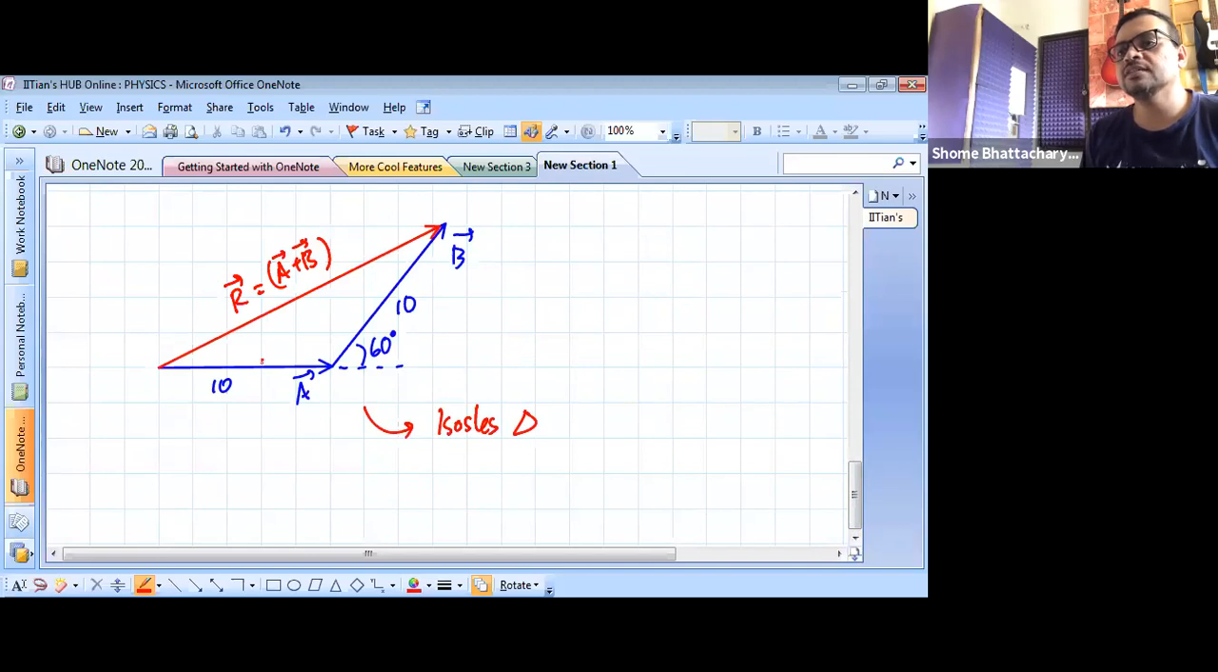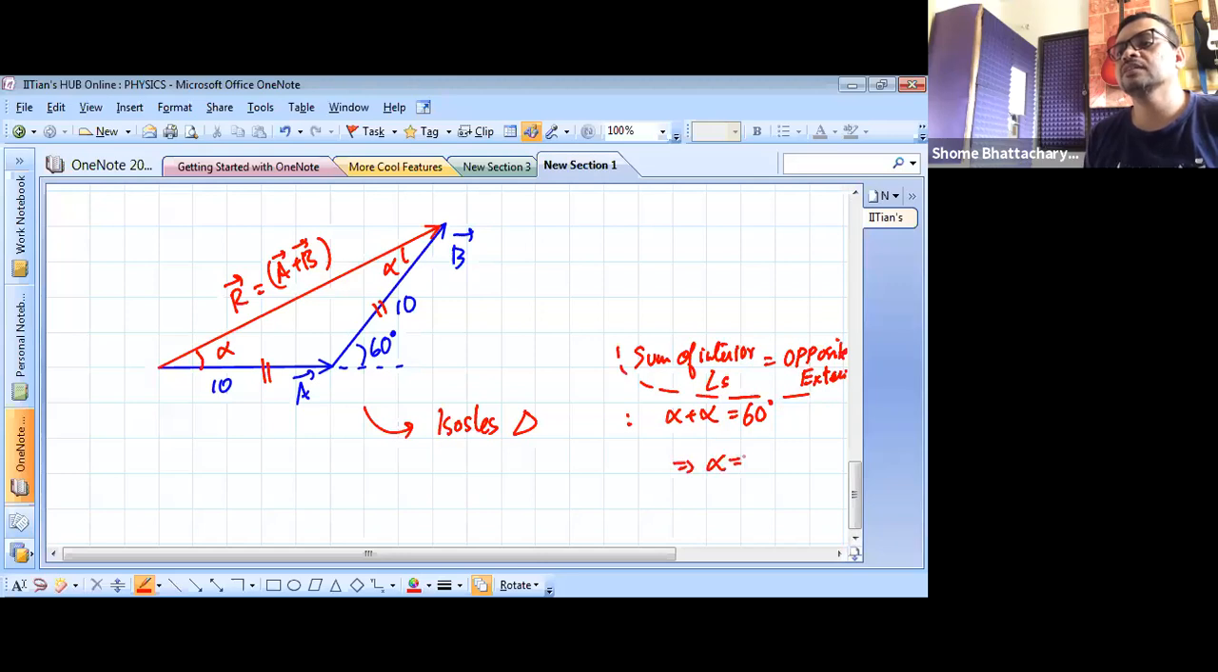So we can make use of the fact that since this side is equal to this side, therefore this angle will be equal to this angle. And we'll use the fact that the sum of two interior opposite angles is equal to the exterior angle. So that is 60 degrees. So immediately you're getting alpha is 30 degrees.